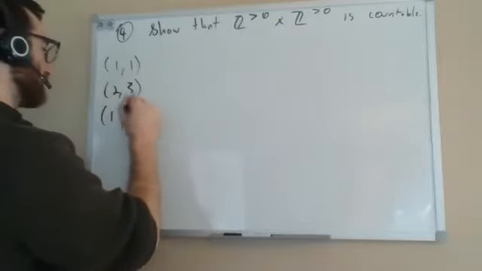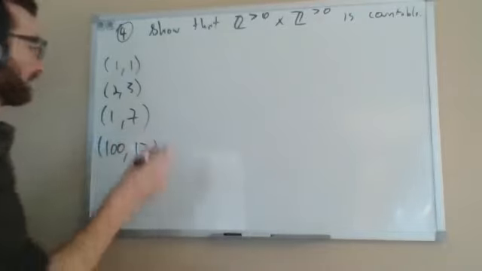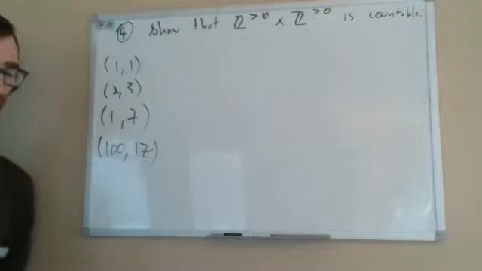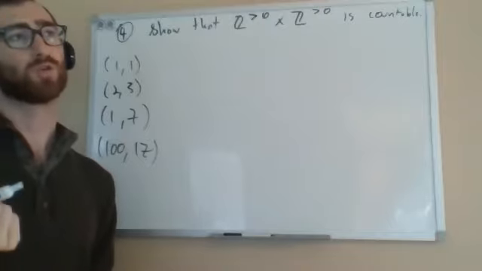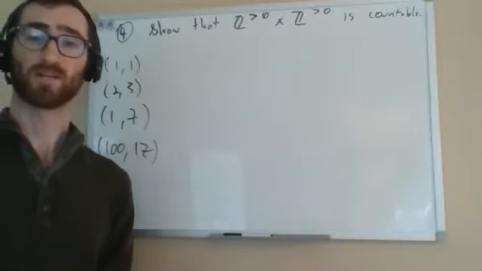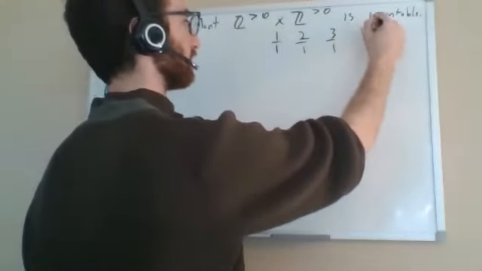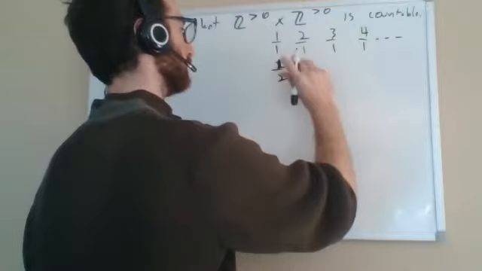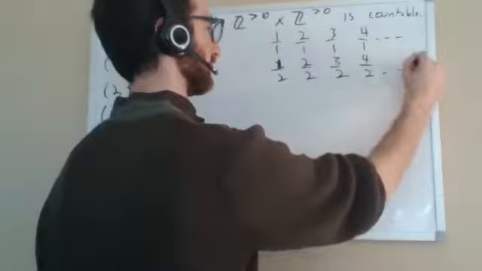There's one that looks like 1, 7. There's one that looks like 1,000 or 100, and then 17, right? Okay, there are a bunch of things here. The first is getting the elements of the set. And the next is to remember that I can arrange these elements on a grid in a very similar way to the way that I arranged the rational numbers on a grid. For the rational numbers, I did something like 1 over 1, 2 over 1, 3 over 1, 4 over 1, so on and so forth. 1 over 2, 2 over 2, 3 over 2, 4 over 2, etc.